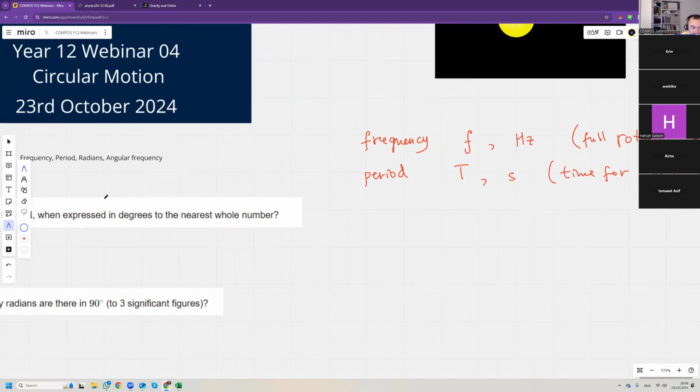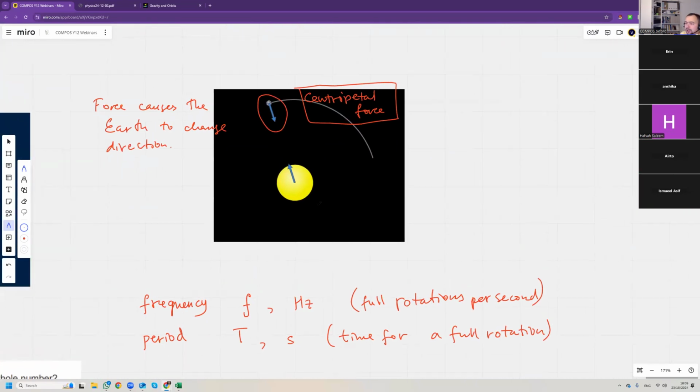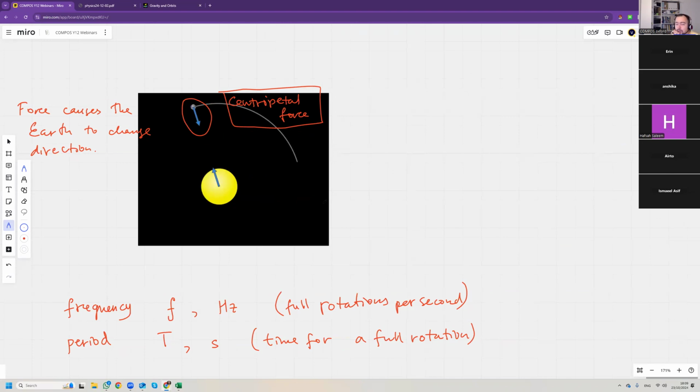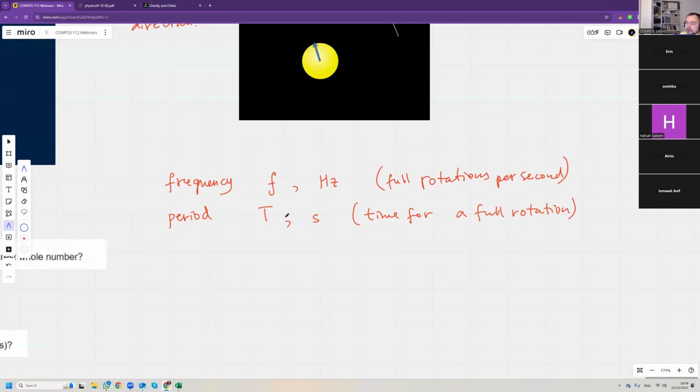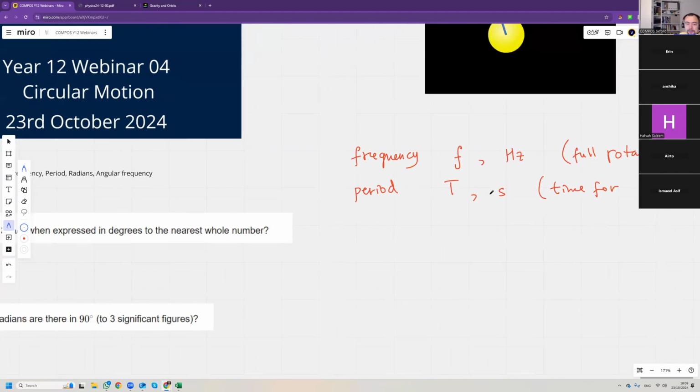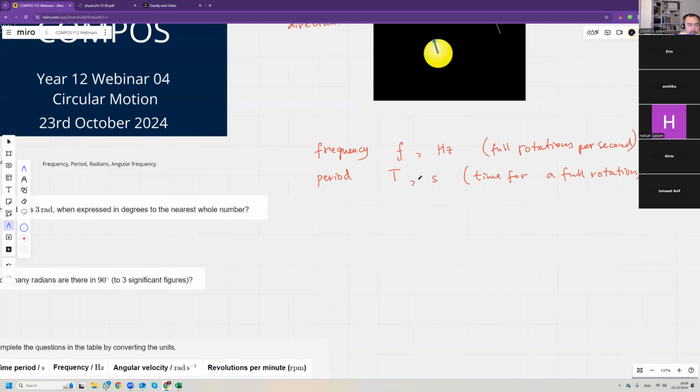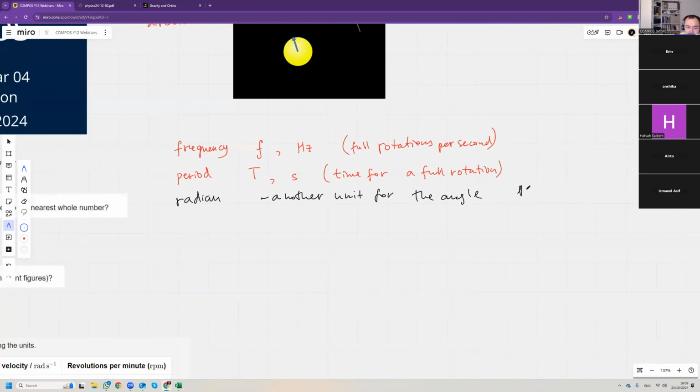Radian. Well, we'll get to a radian. If you know what a radian is, type 1. If you don't, type 0. Just so we are on the same page. Okay, so people know what a radian is. Good. All right. So a radian is another unit for the angle. 1 radian is approximately 57 degrees.